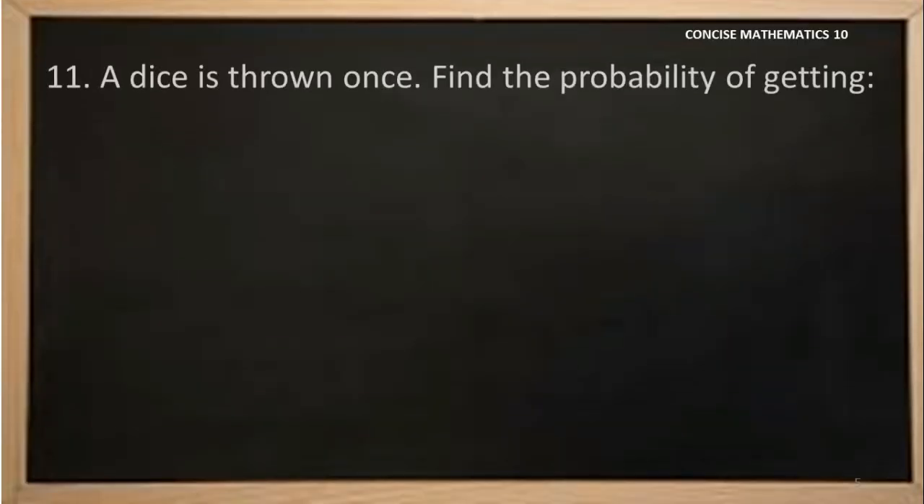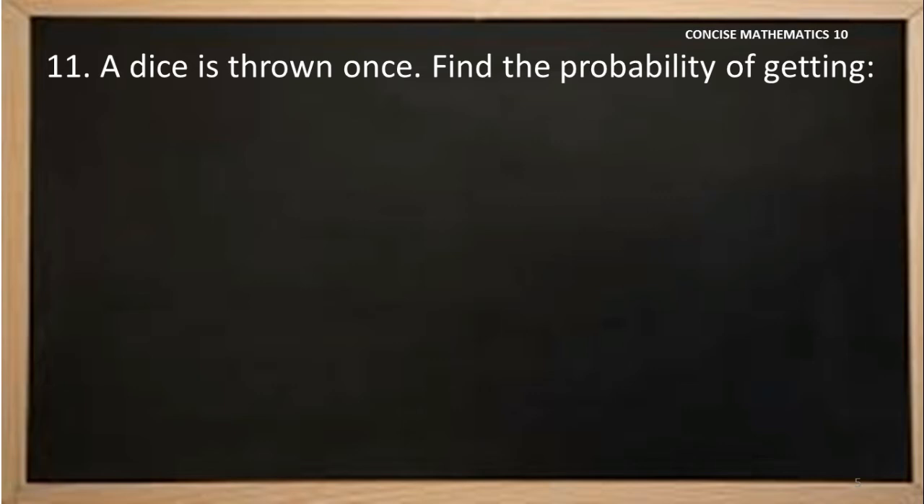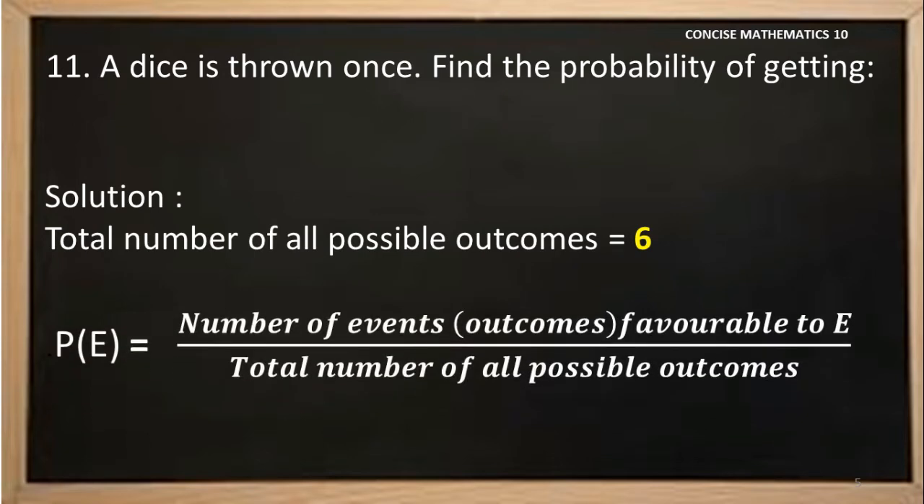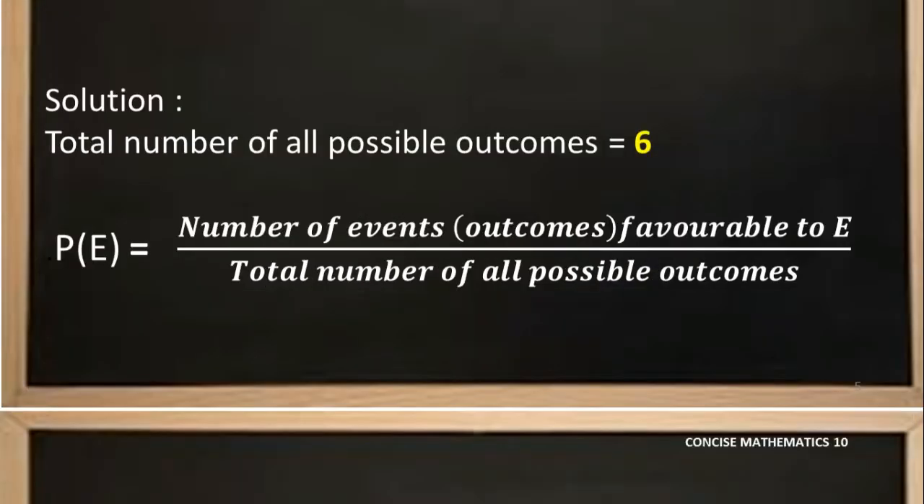Next it is question number 11. A dice is thrown once. Find the probability of. Similar type of question. As the dice is marked with 6, the total number of all possible outcomes is equal to 6 and the formula remains the same. Let us concentrate on the sub questions.